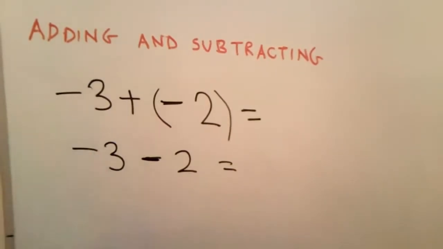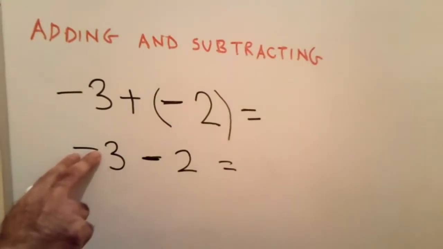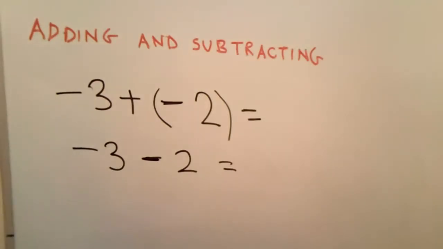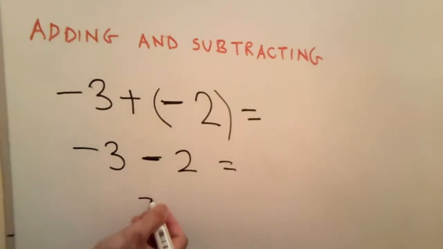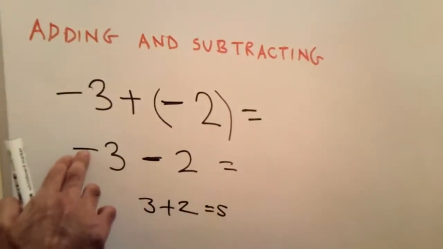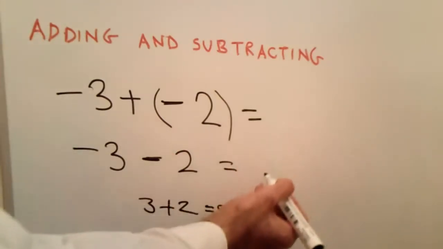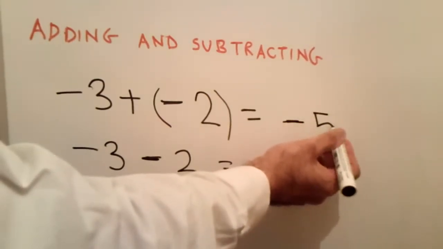Now the signs are the same. So we've got a negative and a negative. When the signs are the same, you add them up. So it's 3 plus 2 is equal to 5, and you keep the sign, which is obviously negative. So that's it. So the answer is minus 5.